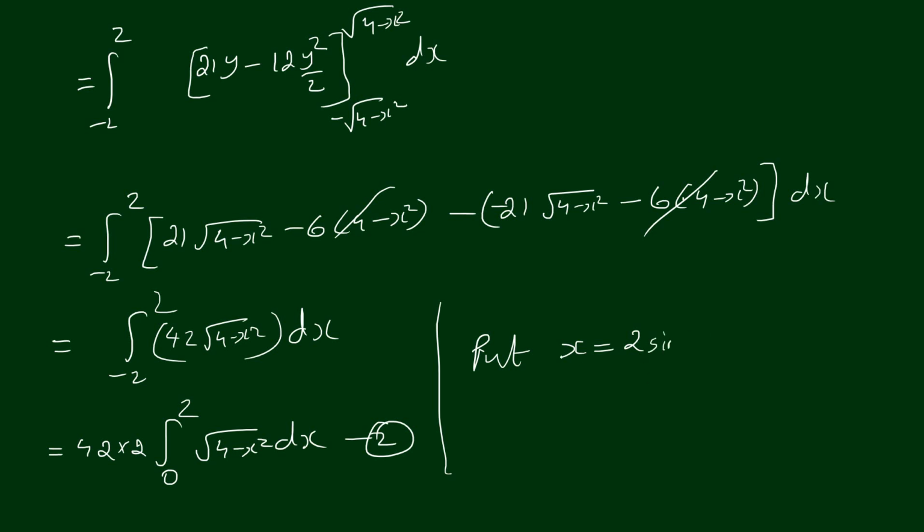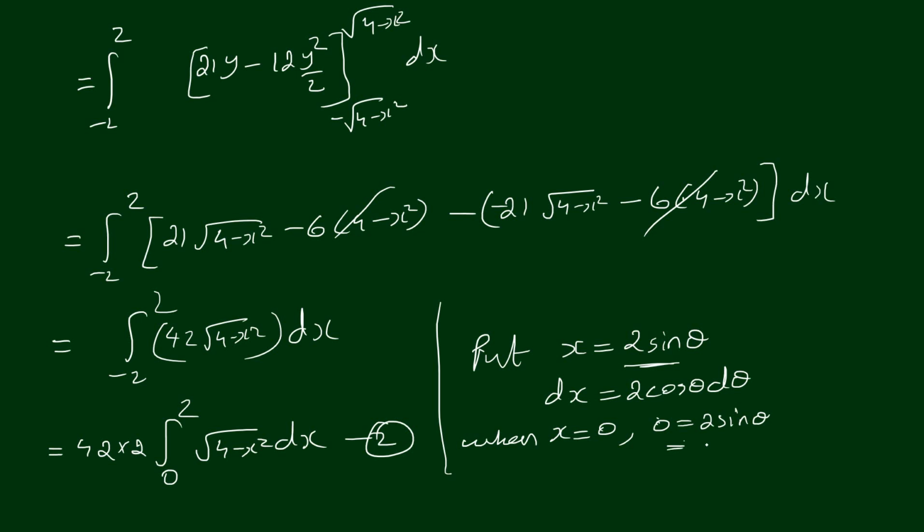Suppose 2 sin theta. Whenever we are changing a variable, we have to change the differential also. What is dx then? dx is equal to the derivative of sin theta, which is cos theta d theta, times 2. So we need to change the limits also. When x is equal to 0, what is theta? You will get 0 equal to 2 sin theta, so sin theta is equal to 0, so theta is also 0.